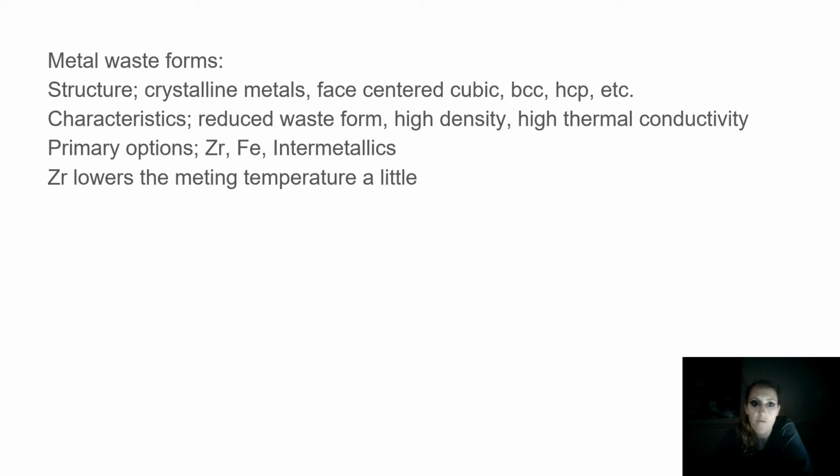Metal waste forms: structure, crystalline metals, face-centered cubic, body-centered cubic, hexagonal, closely packed, etc. Characteristics: reduced waste form, high density, high thermal conductivity. Primary options: zirconium, iron, intermetallics. Zirconium lowers the melting temperature a little.